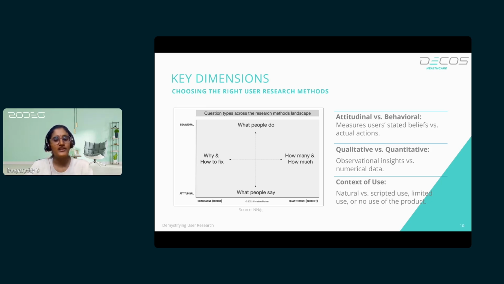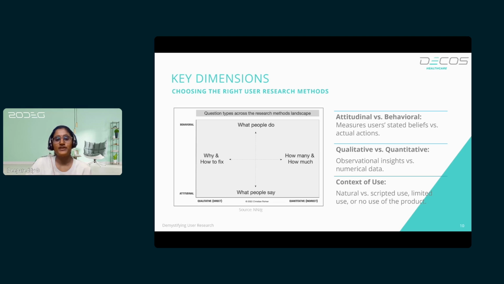So, natural use. In this method, we will be observing the users in their everyday environment to capture realistic, authentic and real world interactions. By conducting ethnographic studies and in-field observations, we gain insights into how users interact with the product in their typical daily routines. So this is about natural use.